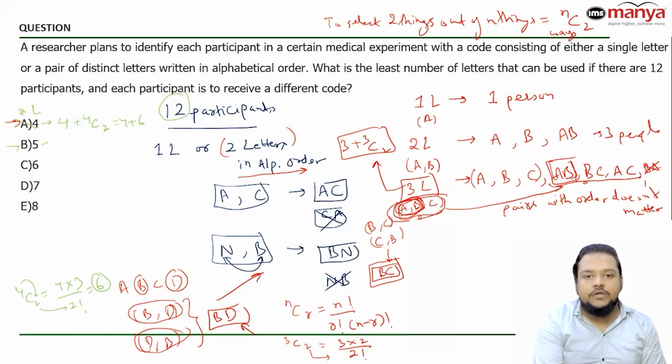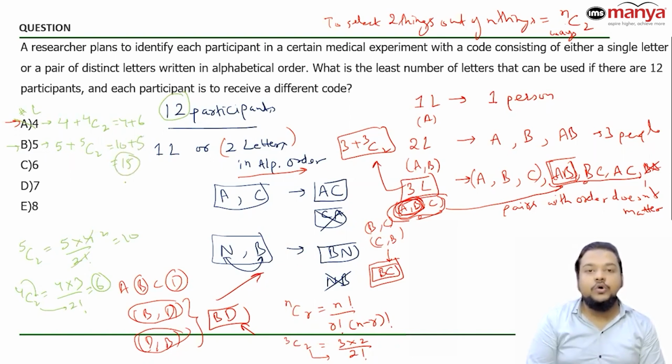Option B, 5. So from 5 letters, how many participants can you code? 5 plus 5C2. And 5C2 is nothing but 5 into 4 divided by 2 factorial. That gives you 10, right? So 10 plus 5 gives you 15. Hence, by using 5 letters, you can code not just 12 participants, you can code 15 participants. Hence, I can conclude that the minimum number of letters required to give code to 12 participants as per the conditions mentioned in the question will be 5.